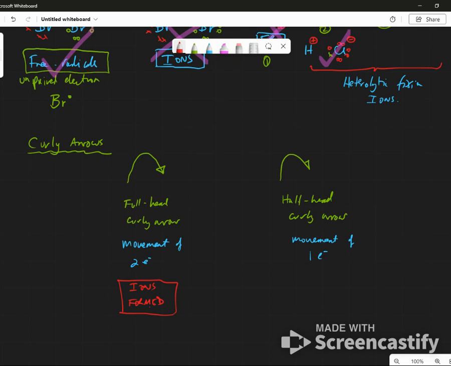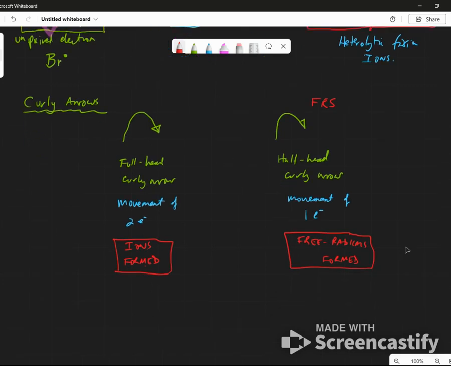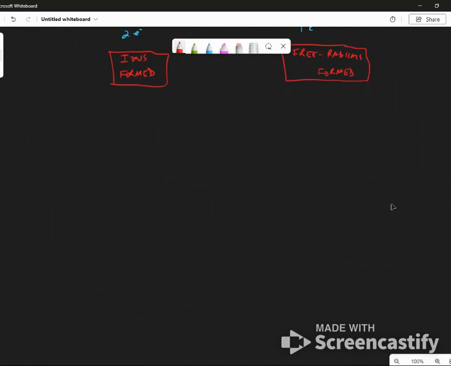You won't know what that means yet. If you have a half head curly arrow, you're going to get free radicals formed. Free radicals formed. So there you go. Since the first mechanism we're going to do is called free radical substitution, we're going to use half heads. Now let's use them in a nice, easy way to start with our examples we've already done.